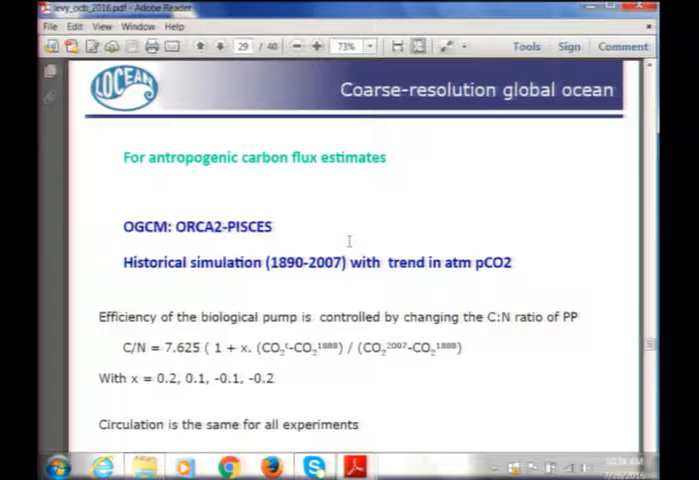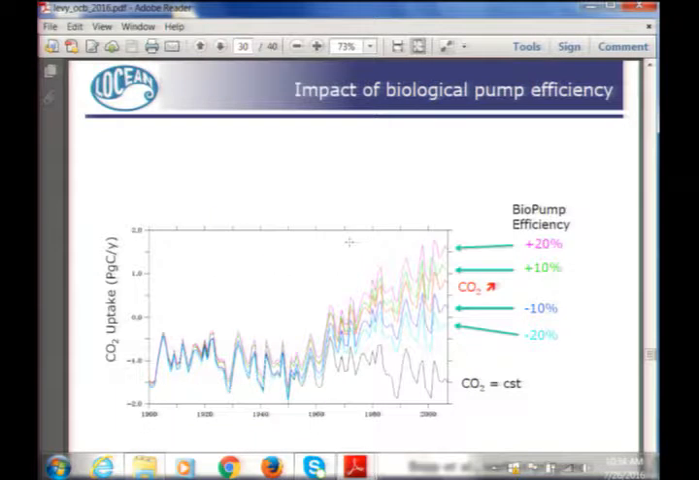And so that's the way we did it, and we have different levels of efficiency, so the biological pump can be more or less efficient. And we looked at how this changed the carbon flux to the ocean. So the black line here is the uptake of CO2 in the ocean if you don't change the concentration of PCO2 in the atmosphere, so more or less constant. If you change the concentration of CO2 in the atmosphere, that's what we've seen previously, you see an increase in this uptake of CO2 by the ocean.